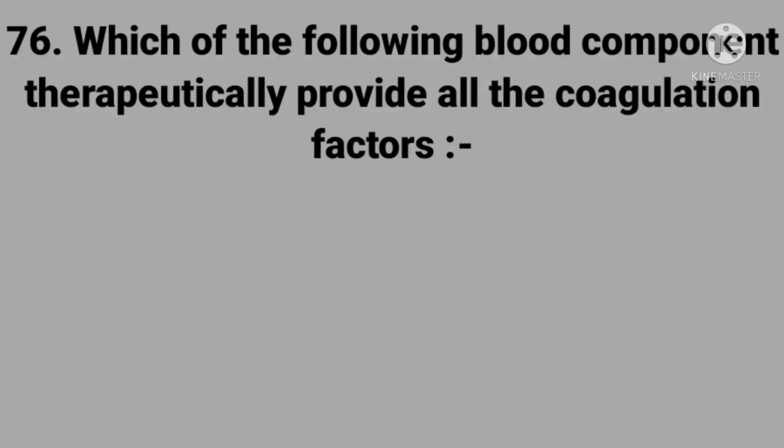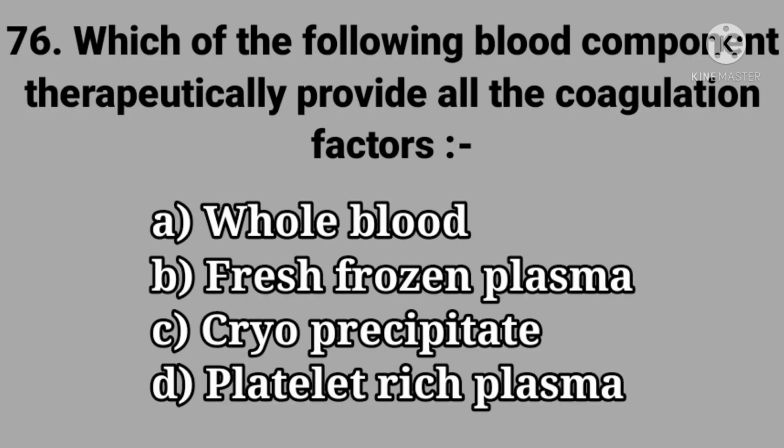The next question, which of the following blood component therapeutically provide all the coagulation factors? The options are whole blood, fresh frozen plasma, cryoprecipitate and platelet rich plasma. Which of the following blood component therapeutically provide all the coagulation factors? And answer is FFP, that is fresh frozen plasma.